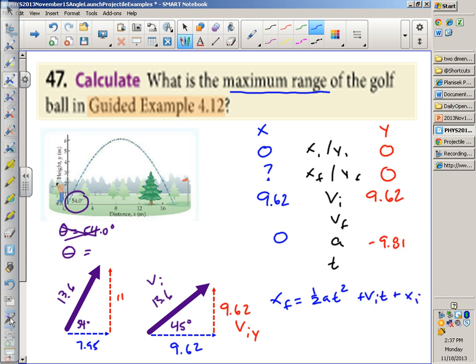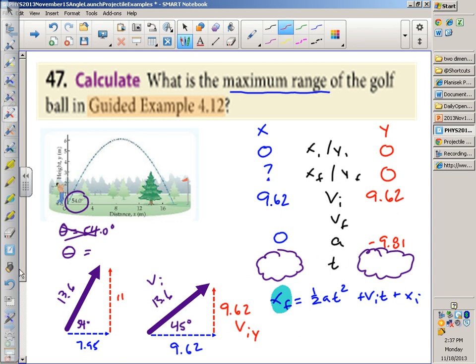Right? And we can use that equation to solve for xf. Except, we're missing some information, right? We don't know the time. This is still an unknown. But we said we have a way to deal with that, right? If we don't know the time horizontally, what can we do? The time vertically. Find it vertically, right? Because these two times have to be the same.